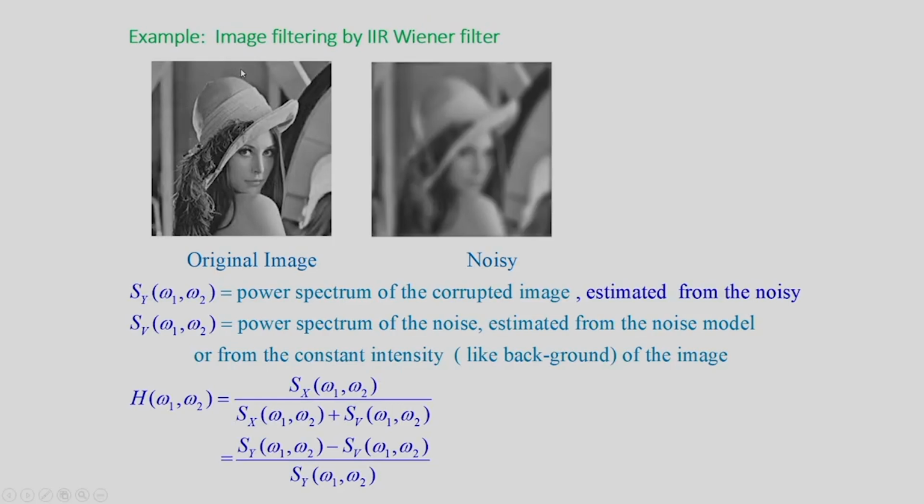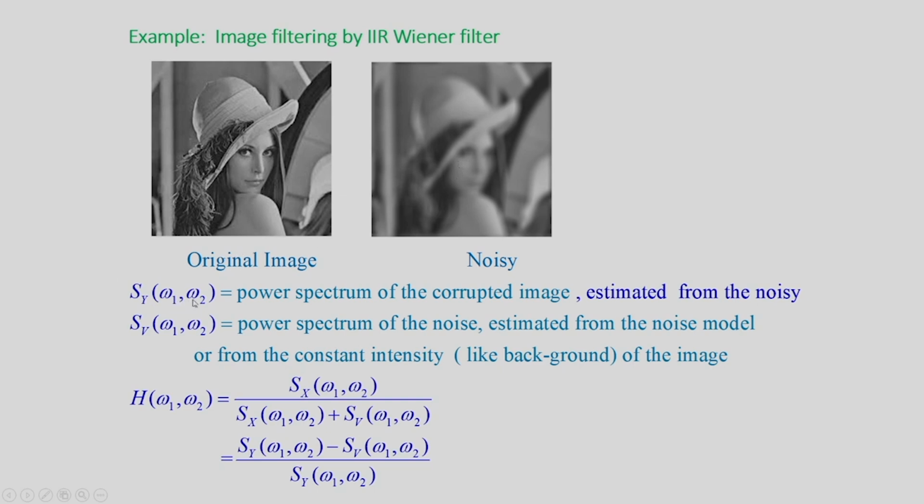Let us consider one example, that is image filtering by the IIR Wiener filter. This is the original image and this is the noisy image, obtained by adding white Gaussian noise. Because an image is a two-dimensional signal, we have to apply the two-dimensional Wiener filter, and the entire image is processed at a time. Therefore, we have the entire data. If we consider a point here, to the left of this point, to the right, above or below this point, all data are available. Therefore, we can apply the non-causal IIR Wiener filter.